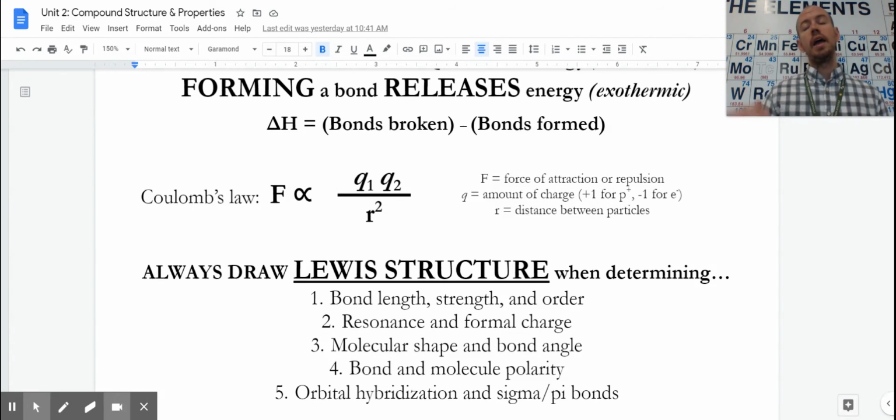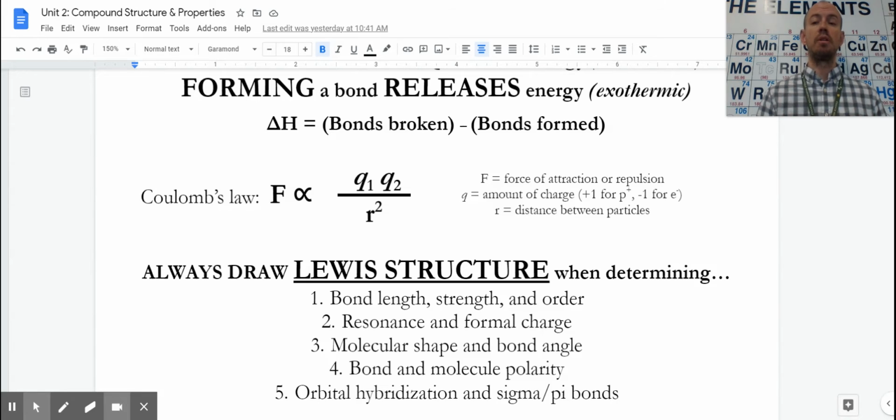Coulomb's Law explains atomic structure. Coulomb's Law explains periodic trends. Coulomb's Law explains ionic, covalent, and metallic bonding. And Coulomb's Law will also explain intermolecular forces and other attractions.